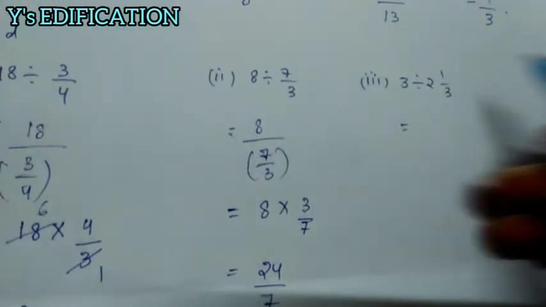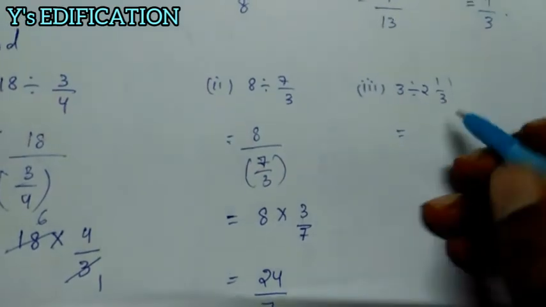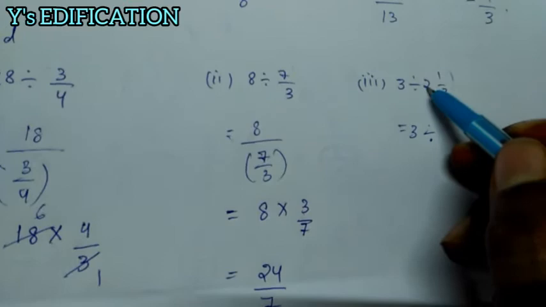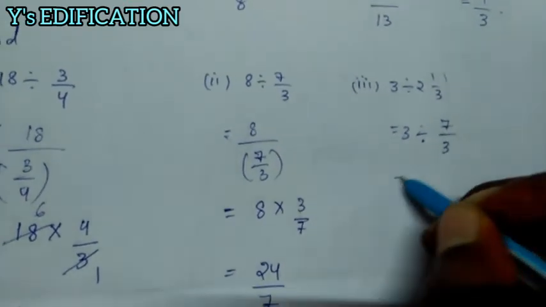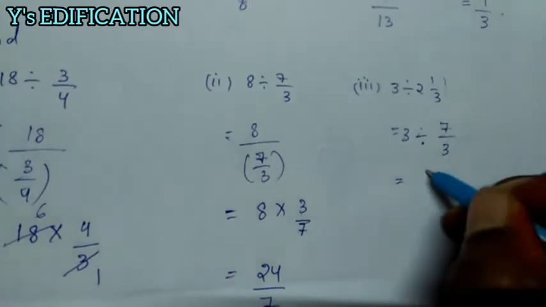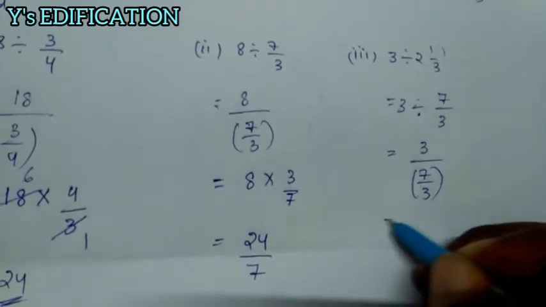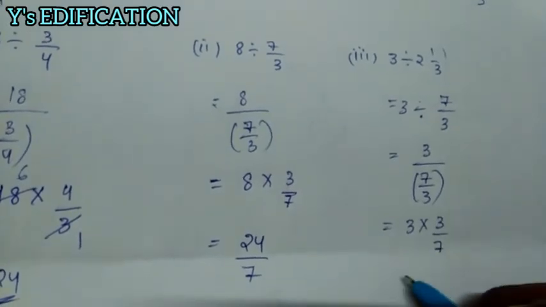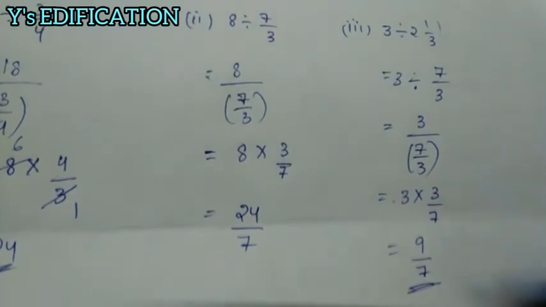Next one. This is a mixed fraction. So we have to convert this mixed fraction into a simple fraction. How will we convert this? 3 into 2 is 6. 6 plus 1 is 7 by 3. Okay. So it became 3 divided by 7 by 3. Now convert this division into multiplication. 3 into 3 by 7. So 3 into 3 is 9 by 7. Okay.